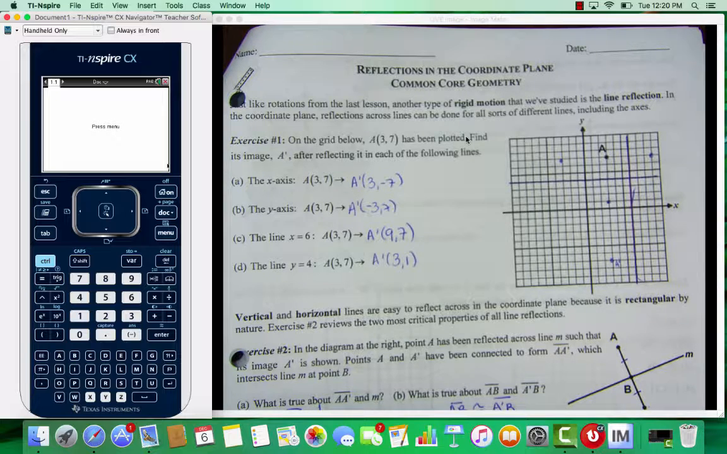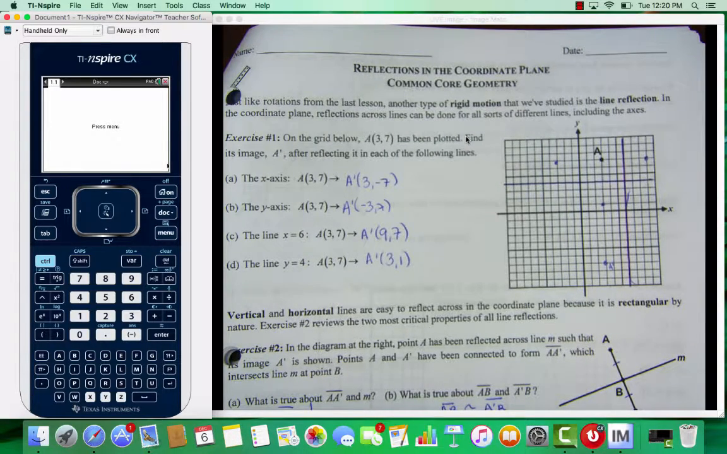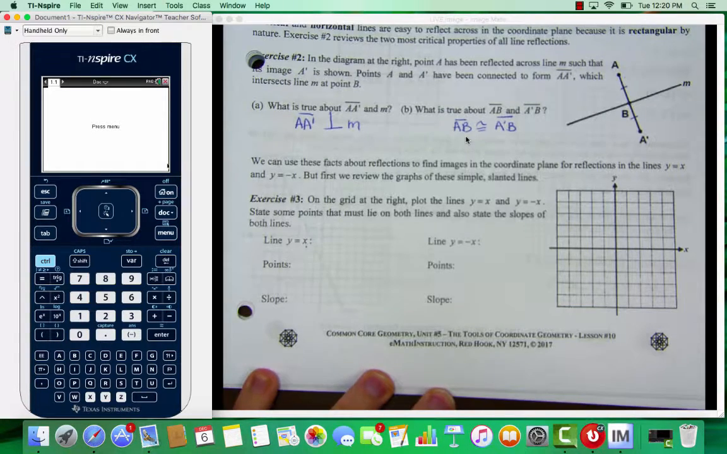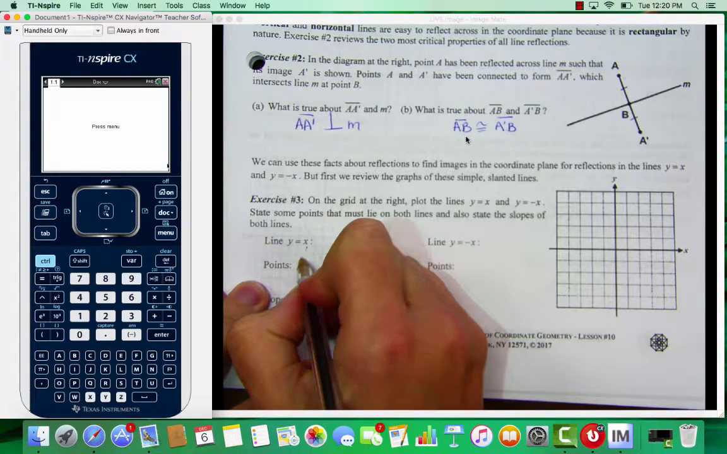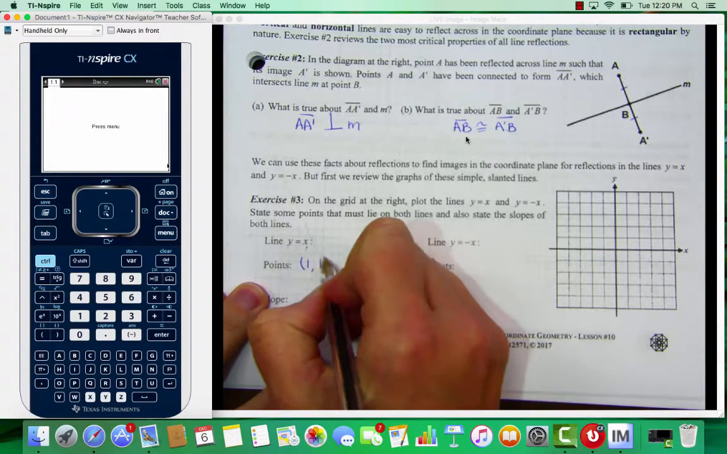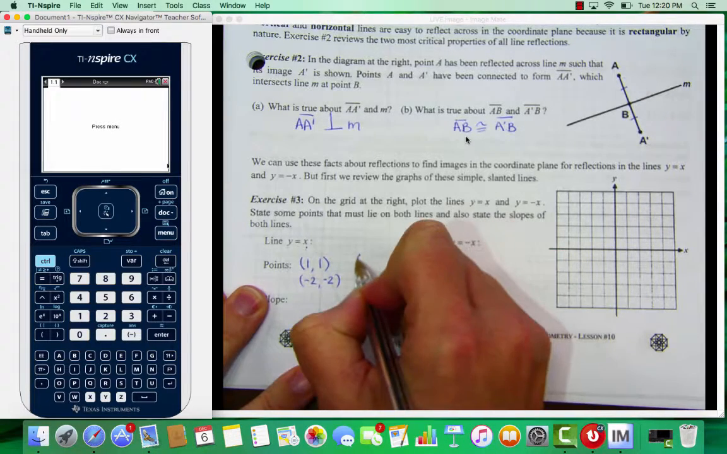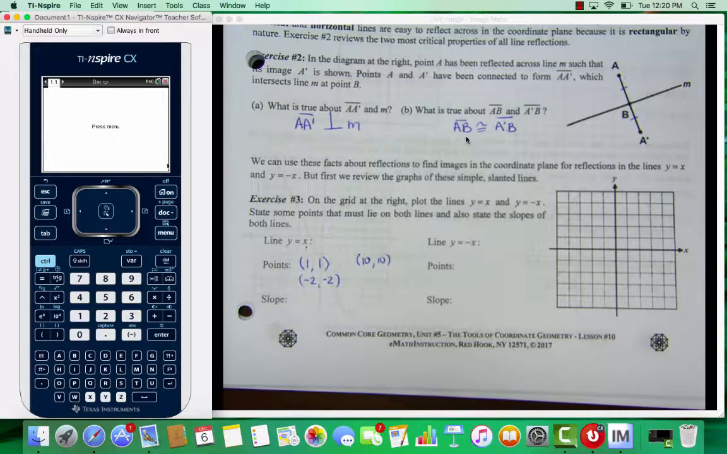So on the graph, we want to plot y equals x and y equals negative x. We're going to state some points and then talk about the slopes. The first thing we want to do is state some points. If y has to equal x, I know that if x is 1, y has to be 1. And if x is negative 2, y has to be negative 2. And if x is 10, y has to be 10. So no matter what x is, y has to be the same thing.